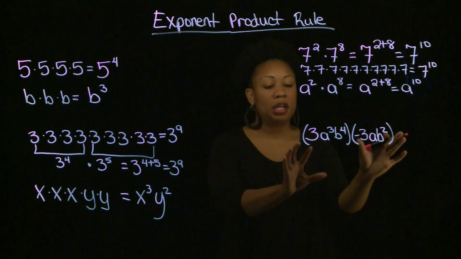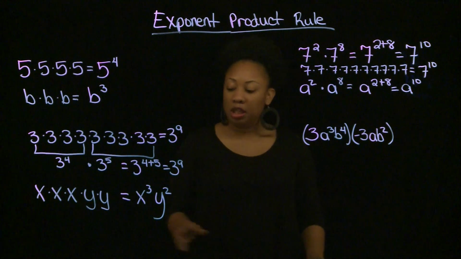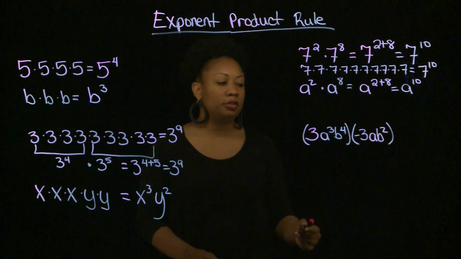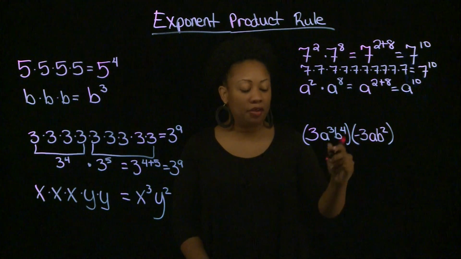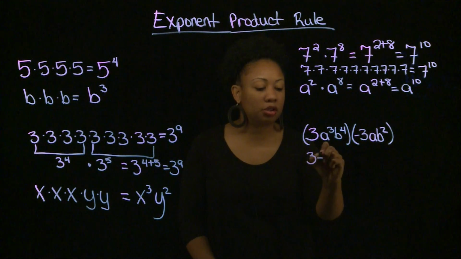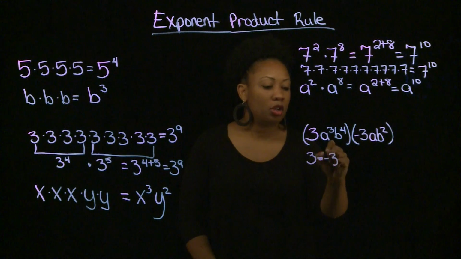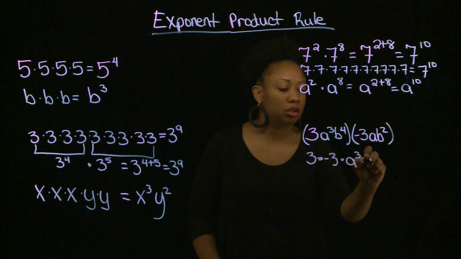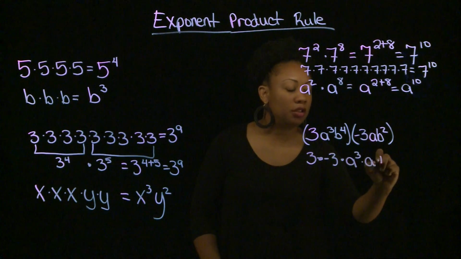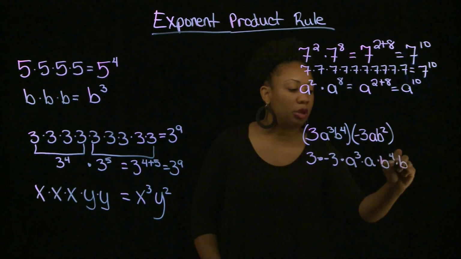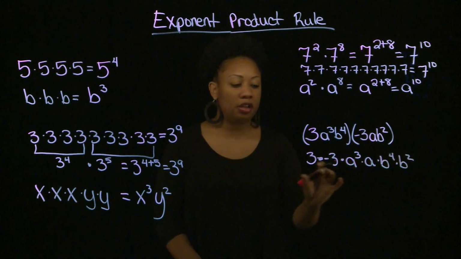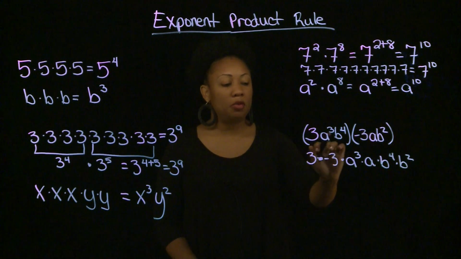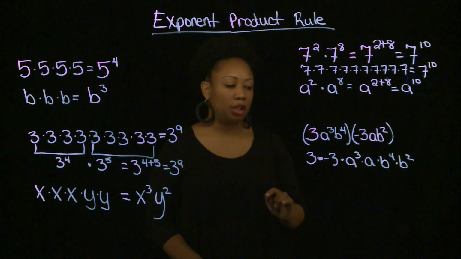Now when we have a problem that looks a little bit more difficult, just like we did over here, you want to basically simplify, combine what you can combine. So we have 3 times negative 3. We can combine those. We have an a cubed and an a. And we have a b to the 4th and a b squared. I like writing them all together. It just helps me keep track of what I've done. And we can do this because remember, whenever you're multiplying, it doesn't matter what order you're multiplying in.